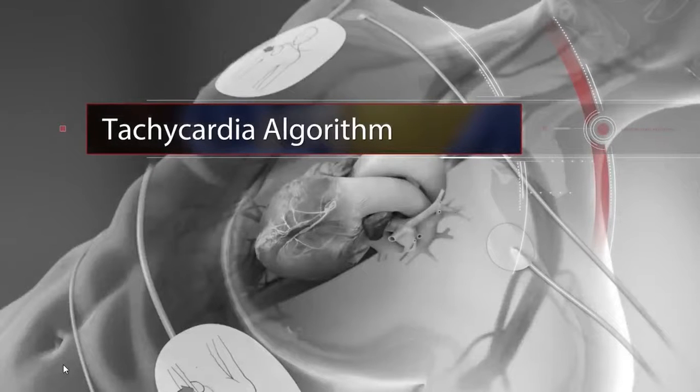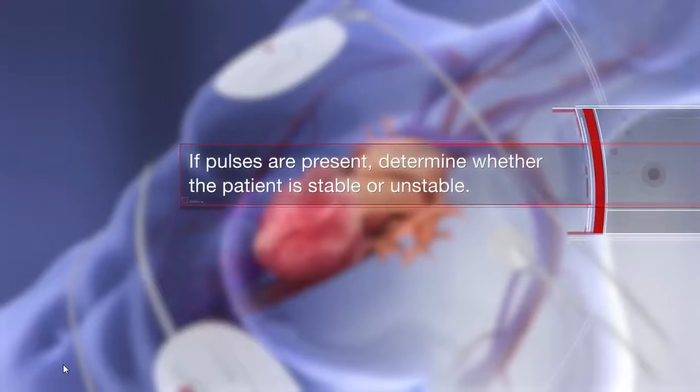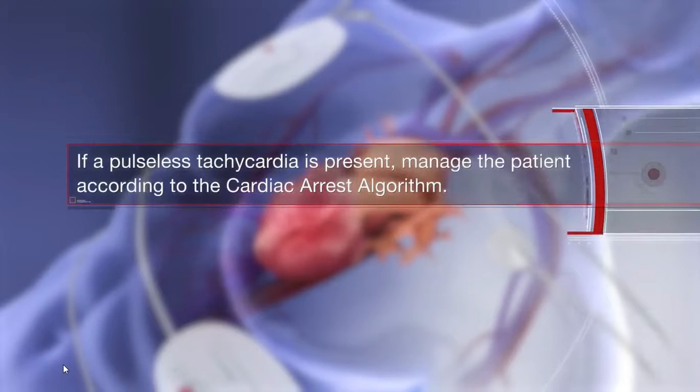The tachycardia algorithm simplifies initial management of tachycardia. The presence or absence of pulses is considered key to management of a patient with any tachycardia. If pulses are present, determine whether the patient is stable or unstable, and then provide treatment based on the patient's condition and rhythm. If a pulseless tachycardia is present, manage the patient according to the cardiac arrest algorithm.